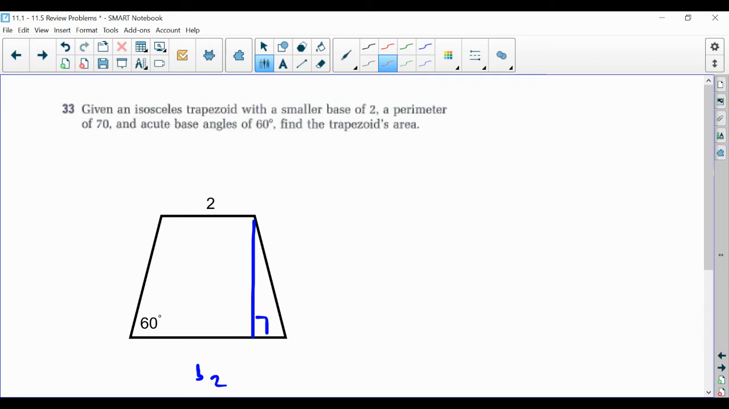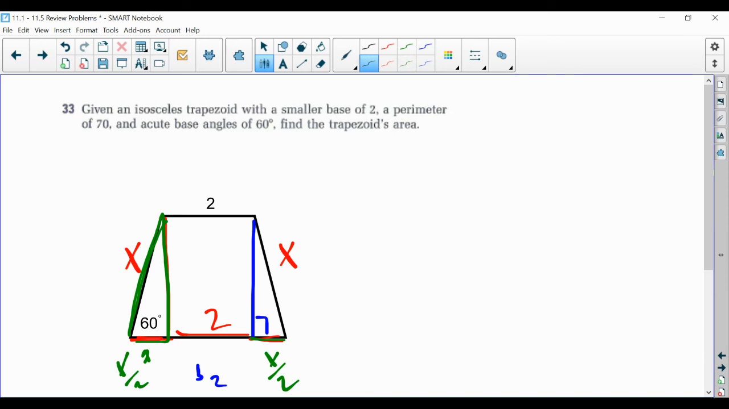Okay, they're telling us that the perimeter is 70, so let's mark some of the sides. I don't know what the legs are. Let's call them x. And when I draw in this other altitude, this is 2, and then I have these two parts right here, which have to be equal to each other, but I don't quite know what they are, and I'd rather not introduce a new variable if I don't have to. And it turns out I don't, because the base angle was 60 degrees, and that is a 30, 60, 90 right triangle. The hypotenuse is x, which means that this is half of x, and there's another half of x.